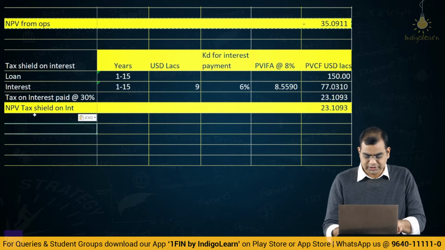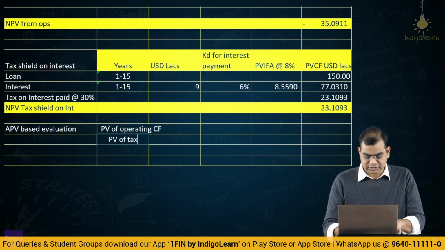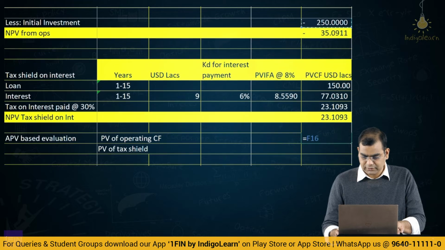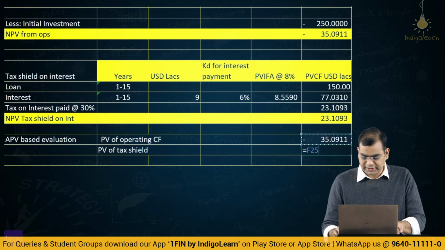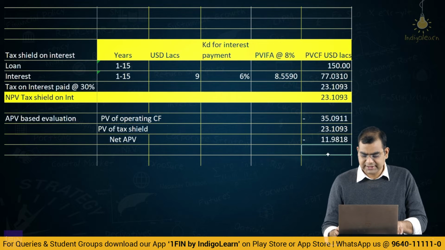So, now come to the total, the APV based evaluation. Present value of operating cash flow, then present value of tax shield. Both of them we've got: minus 35 and plus 23. So, net APV, net adjusted present value, is the summation of these two, which is minus 11.9818. So, let me highlight this.